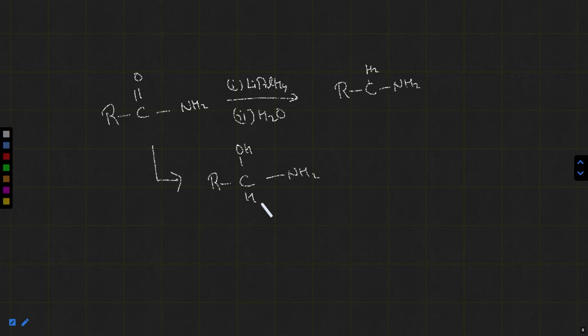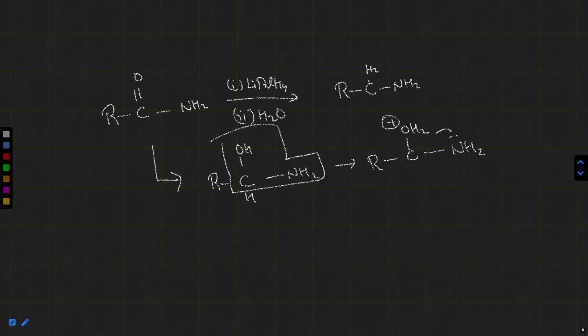Now what next can happen here? So in the next part, the water will donate one H here and will form OH2, because it is very unstable. Both the amine and the hydroxy group on the same carbon is very unstable. So this will create this kind of intermediate, and now it will quickly donate electrons and remove this to give RCNH2 plus. Okay.